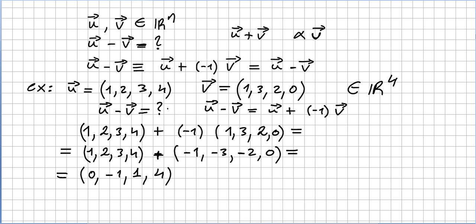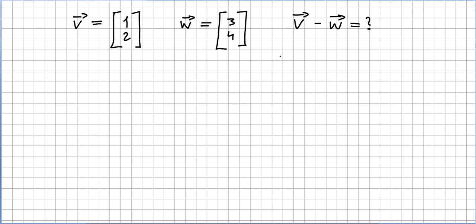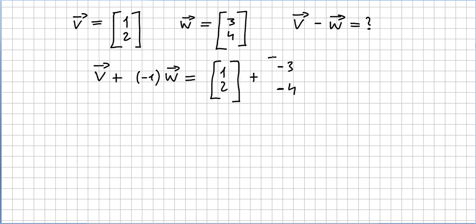And that would be the same if we have, for instance, two column vectors. Suppose we have vector v, a column vector, 1, 2, and vector w, also a column vector, 3, 4. So what is v minus w? Well, that is going to be v plus minus 1 multiplying w. So that is going to be 1, 2 plus minus 3, minus 4, and that is going to be minus 2, minus 2. I hope I did not make any calculation mistake. I'm just throwing numbers. So here we have minus 3, because minus 1 times 3 is minus 3. And here we have minus 4, because minus 1 times 4 is minus 4.